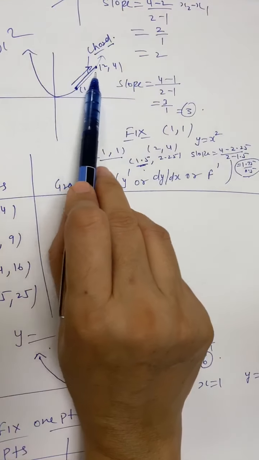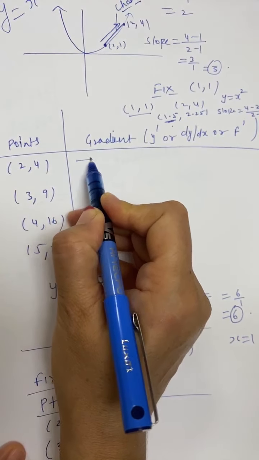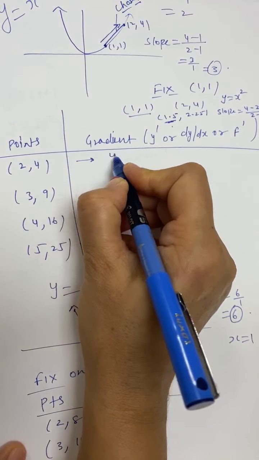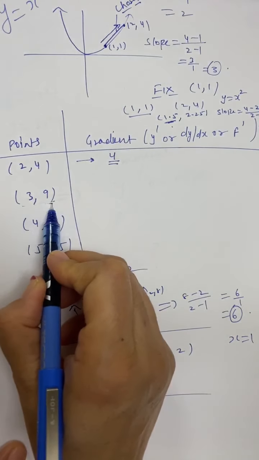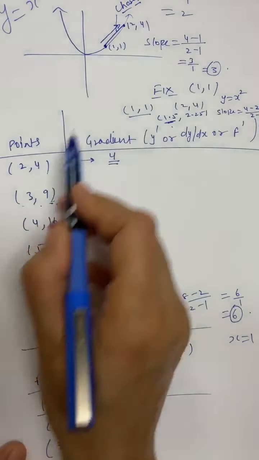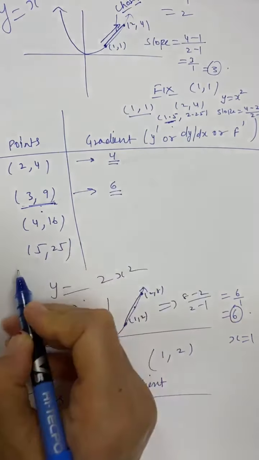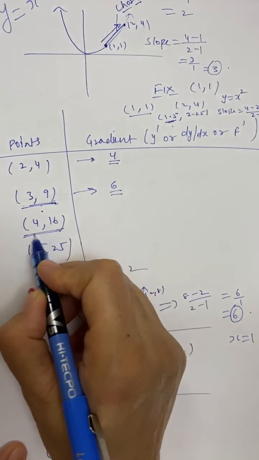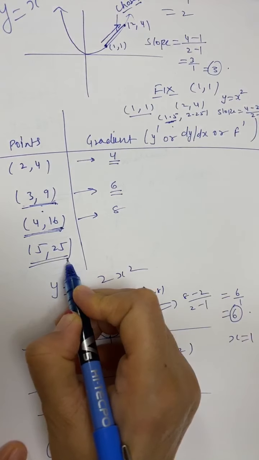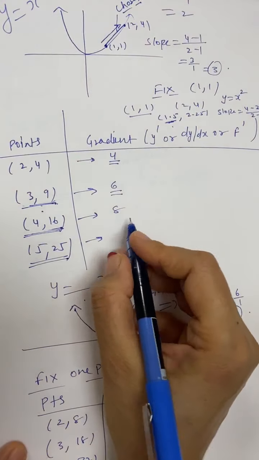So as you move your point (1, 1) towards (2, 4), the gradient in this case, when we round it to the nearest number, will be closer to 4. And then when we did the same thing with (3, 9) and fixed the point (1, 1), then the slope will be 6. And when you have (1, 1) moving towards (4, 16), then the slope in this case is 8. And when (1, 1) moves towards (5, 25), the slope in this case is going to be 10.